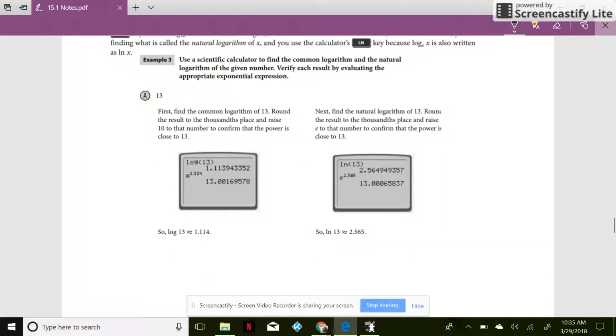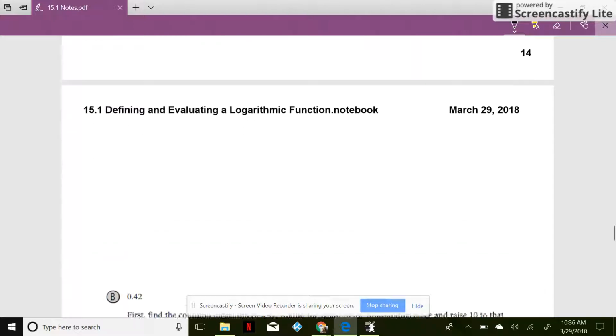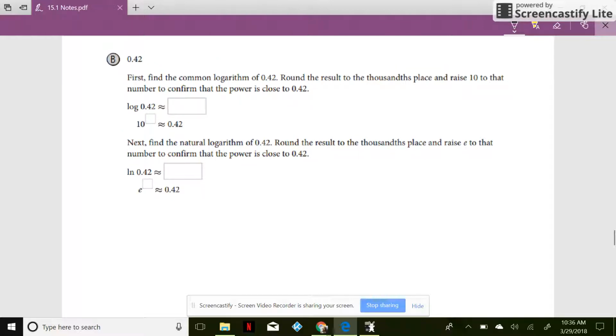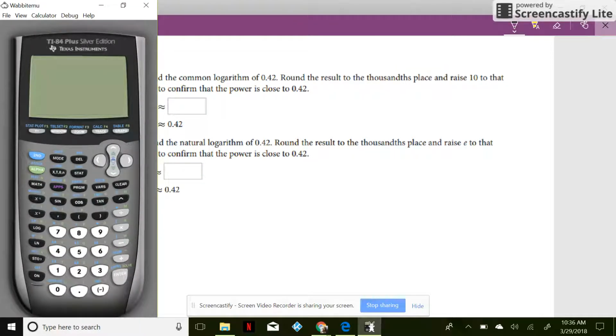So all we're doing right now is plugging some values into your calculator, seeing what the output is. They're having you double check the result by circling the wagon and figuring it out, but the calculator knows what it's doing. We're going to trust that it's doing it correctly. First, we want to find the common logarithm of 0.42. So we grab our calculator. Common logarithm is the standard log.